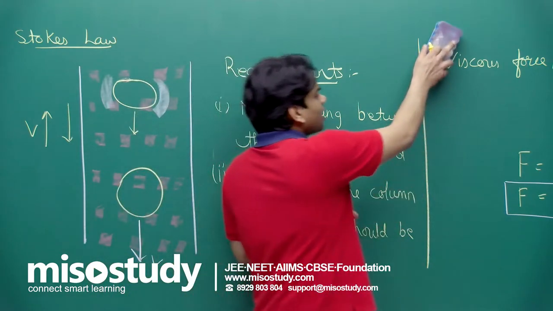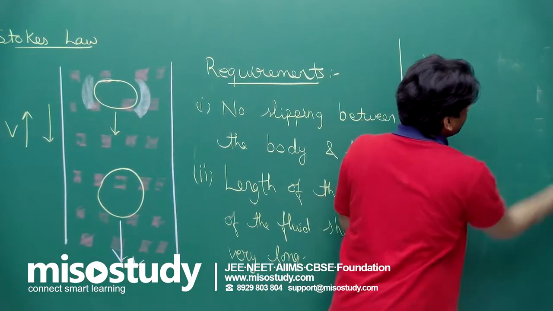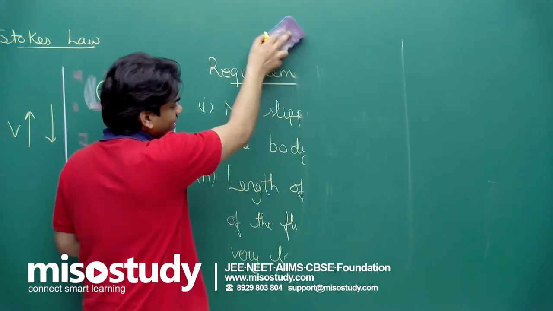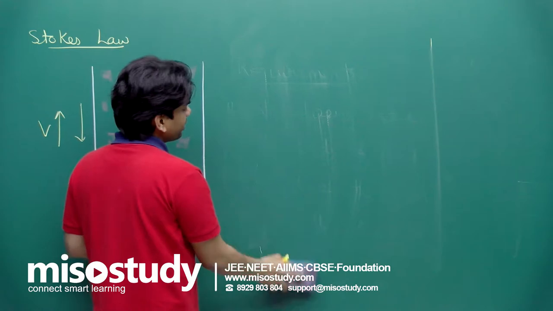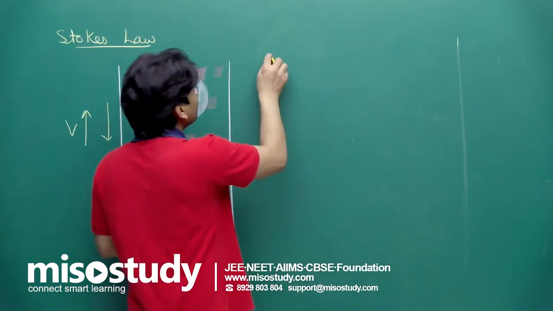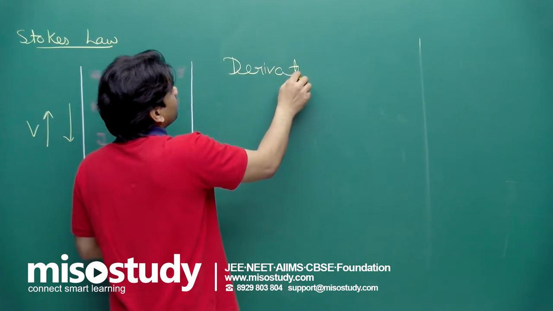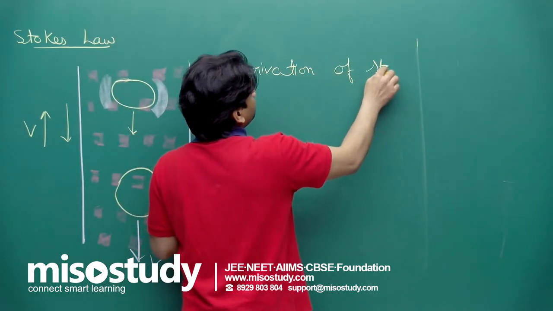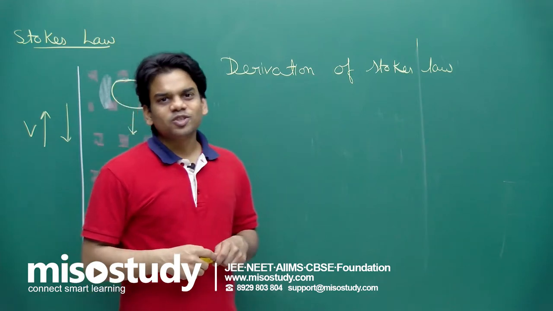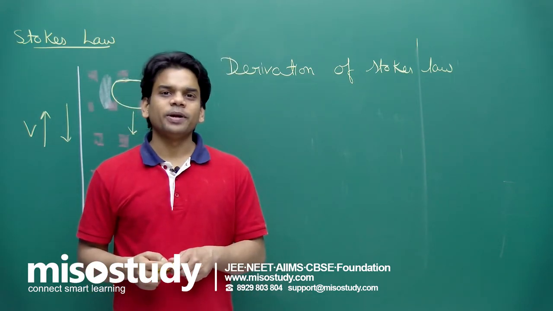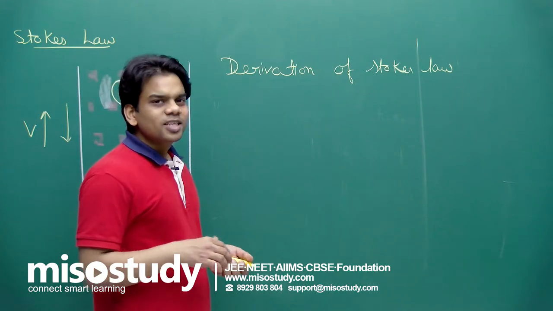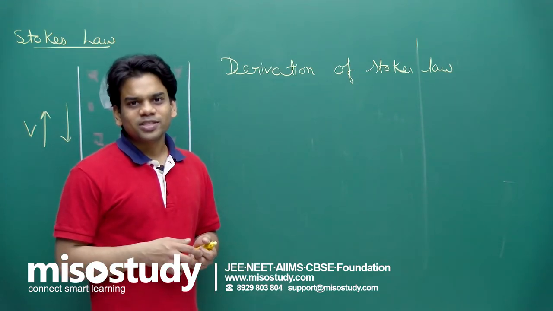Now, let us try to derive the viscous force acting on the body. I have written F is equal to 6 pi eta rv. Can we derive it? Yes, okay, let's try to derive it. I've written directly F is equal to 6 pi eta rv. Let's try to derive, derivation of Stokes' law. Now see, we will use a very basic simple method to derive the formula for Stokes' law. We know that in Stokes' law, the viscous force acting on the body is dependent on radius, velocity, and coefficient of viscosity. So I'm going to write that this viscous force is dependent on all these three factors to some powers.